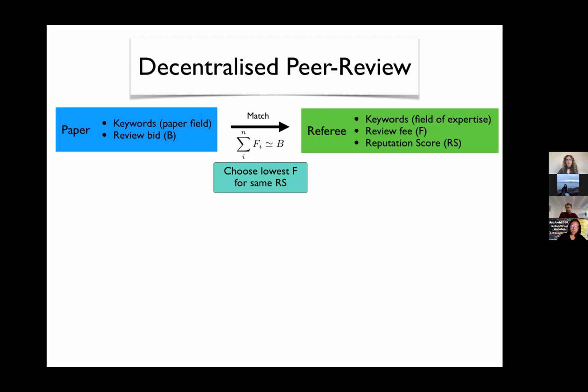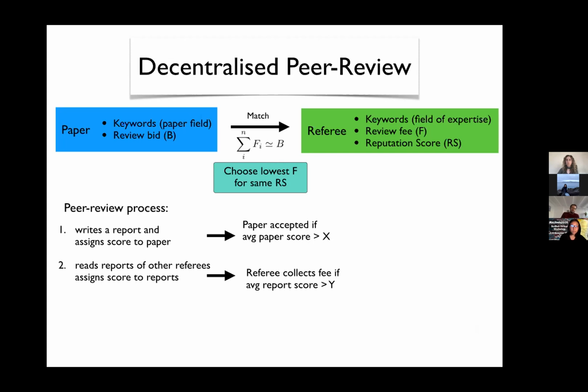So it's just a matching process. So if I submit the paper, I'm bidding a review fee, and then the system is assigning this paper to a number of referees, right? Now, how does this go on?